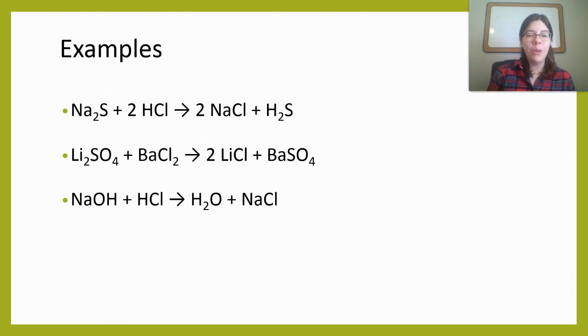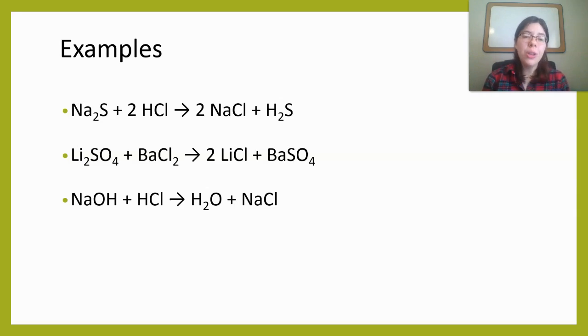We have sodium sulfide and hydrochloric acid for the first one. They trade places, so now the sodium is with the chlorine and the hydrogen is with the sulfur. And again, cations are still cations and anions are still anions, and we have the opposites bonded with each other. If it comes at the beginning, it still needs to come at the beginning. If it comes at the end, it still needs to come at the end.